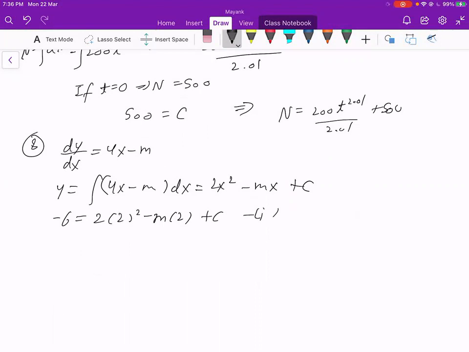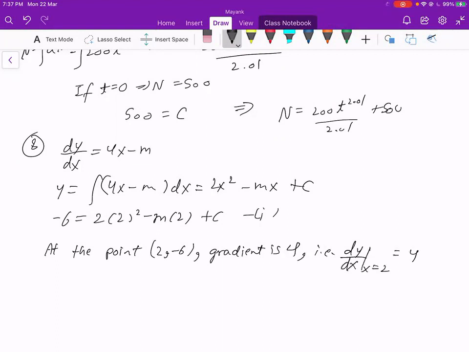So that means at the point (2, -6), gradient is 4. That's the catch here. That is, dy by dx for x equal to 2 is 4. Because gradient means what? dy by dx, right? They have given the value of gradient when x is 2, y is -6. So I can say that if x is equal to 2, then dy by dx is 4.